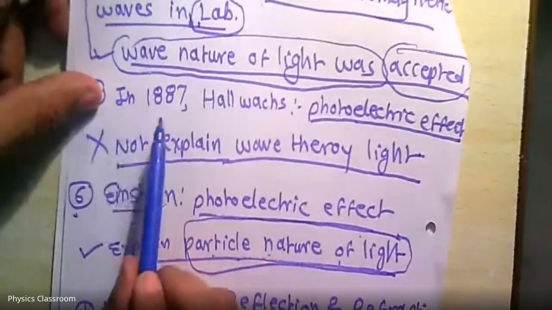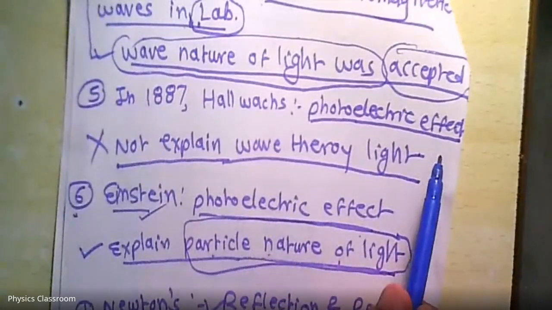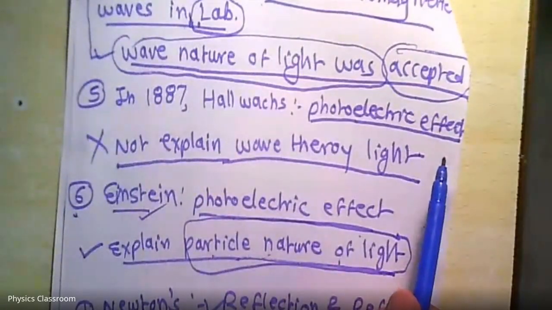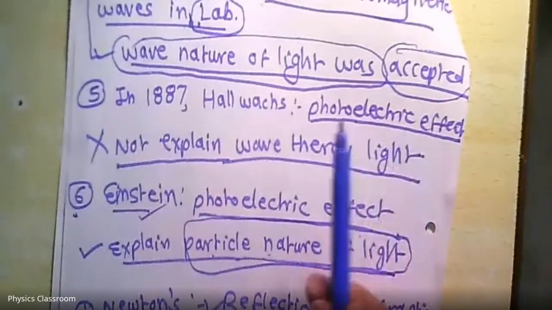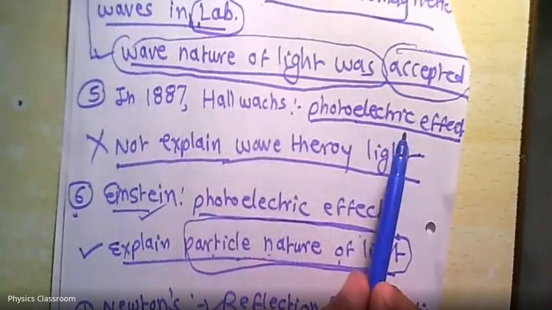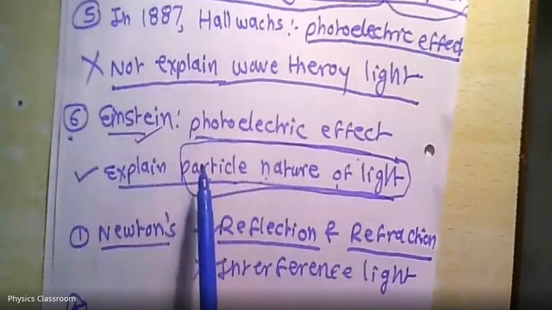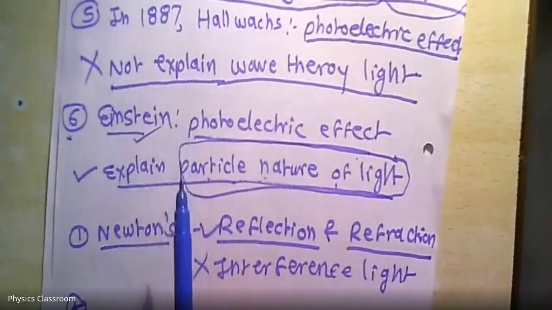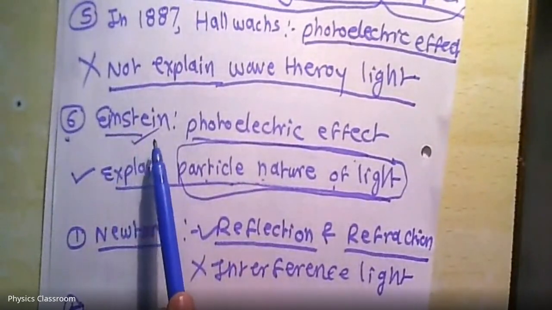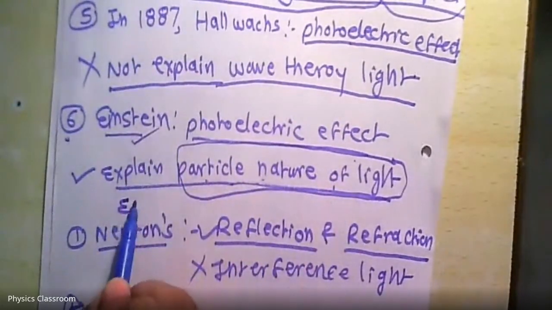Then the fifth point is that in 1887 Hallwachs discovered the phenomenon of the photoelectric effect, but he did not explain it on the wave theory of light. After that, the photoelectric effect was explained by the famous scientist Dr. Albert Einstein, and we know his famous equation E equals h nu.